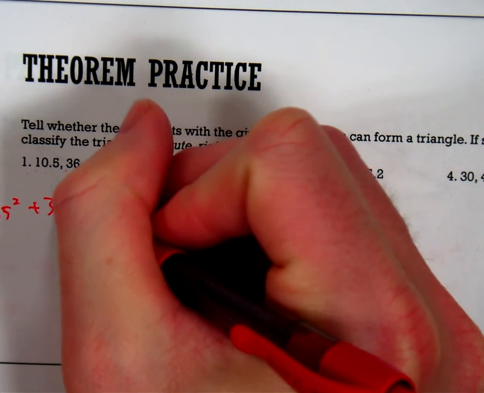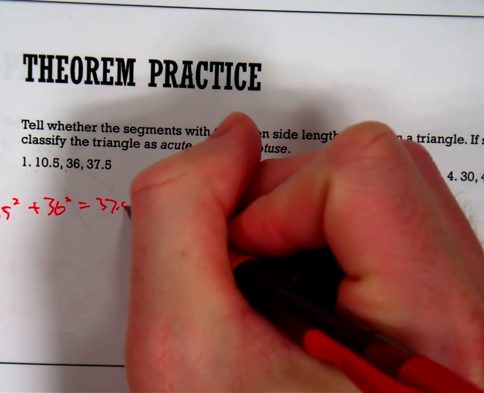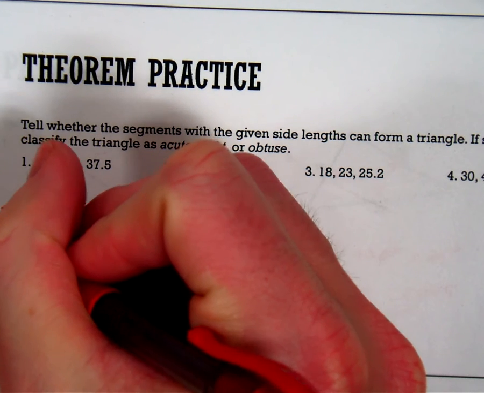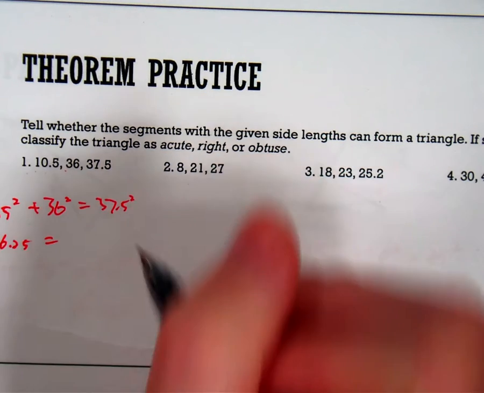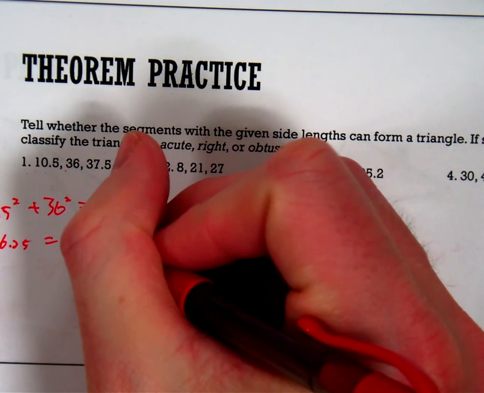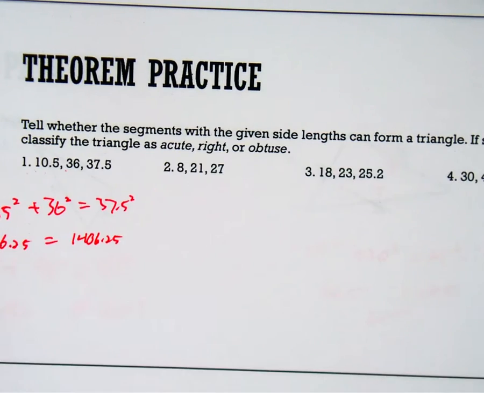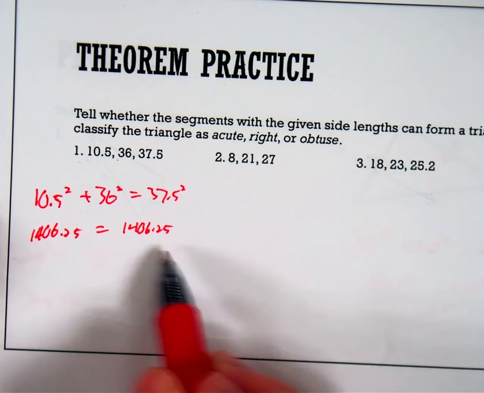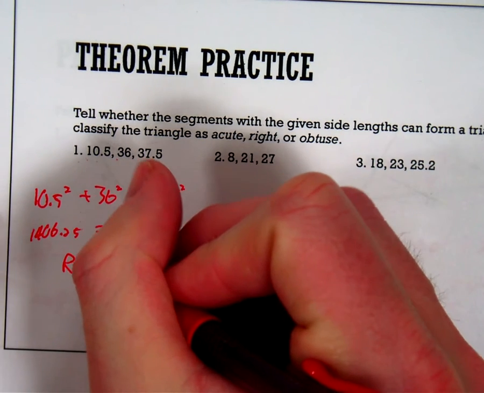Alright, let's see what happens here. 10.5 squared plus 36 squared. We got 1,406.25 and 1,406.25. Okay, it equaled, they're the same, so what does that mean? If they equal each other, it's going to be a right triangle.